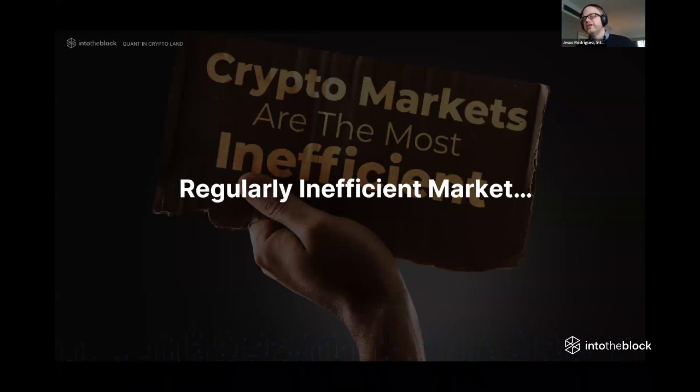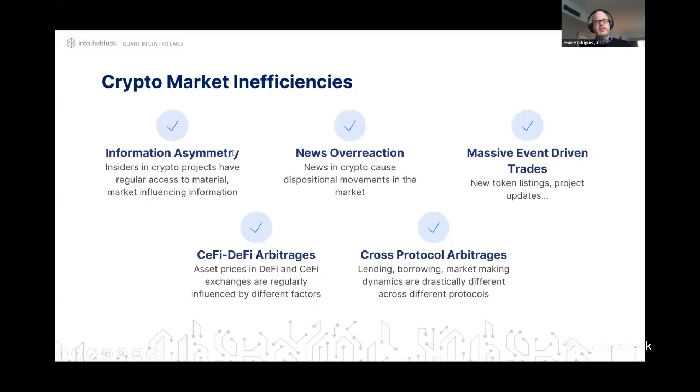The third point that I enumerated is the inefficiency of markets. And in crypto, just look at the market in the last 2 days. It's so common that we regularly call it inefficient. There are many factors that cause inefficiency in crypto markets. One is the asymmetry of information. People that are close to projects in crypto have disproportional access to information that retail investors don't.